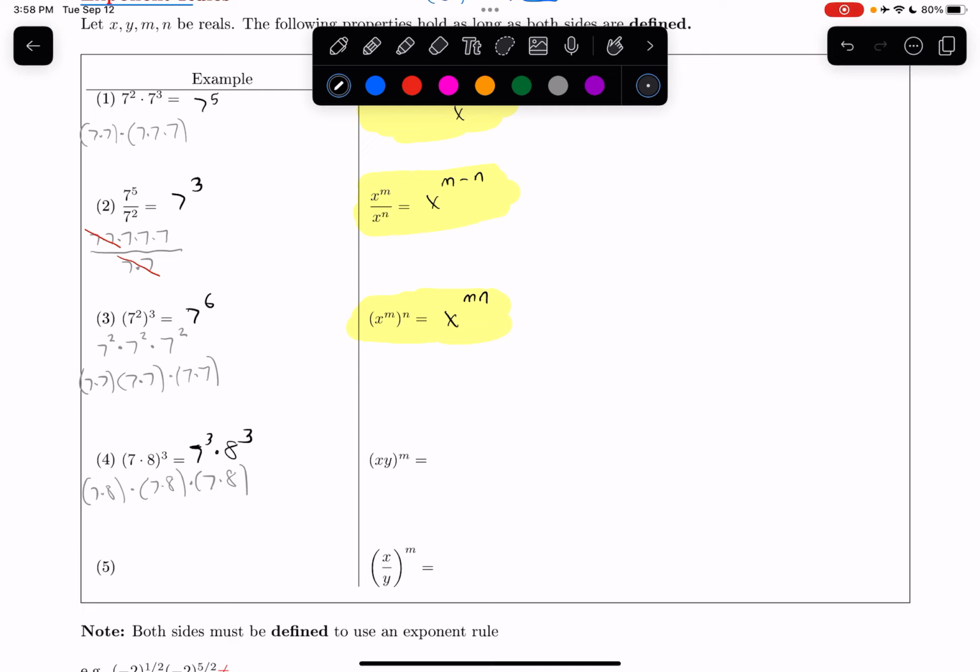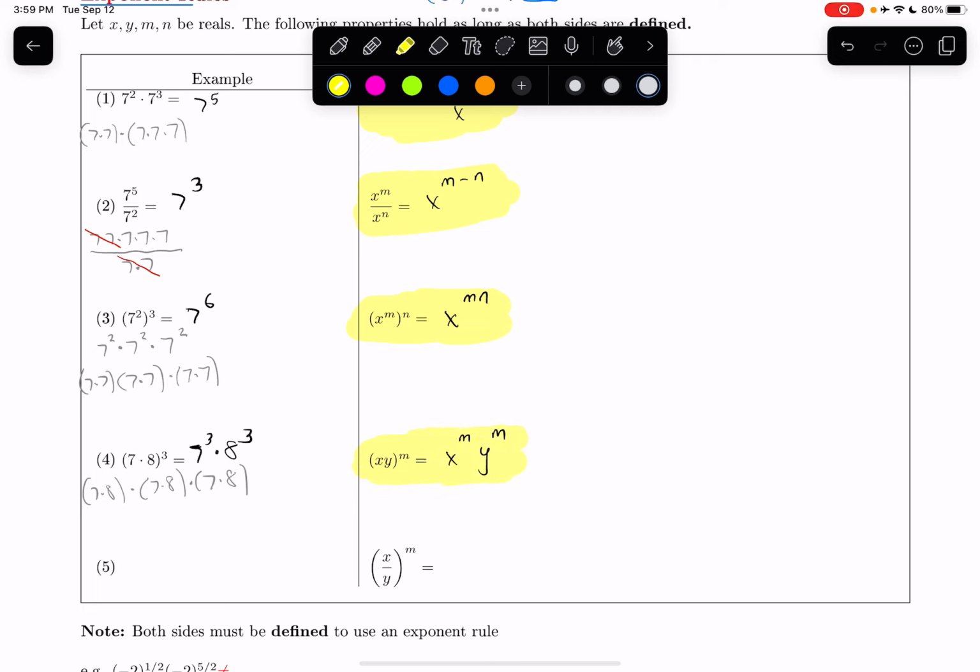In other words, if I'm multiplying two things, and then I raise that whole thing to a power, I can distribute that power to each of the terms. I'm allowed to do that when I'm multiplying terms inside. So in general, if I have two things multiplied to the m power, I can distribute the power to get x to the m times y to the m.